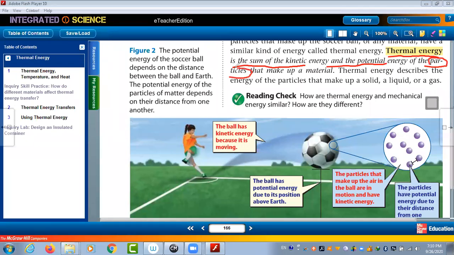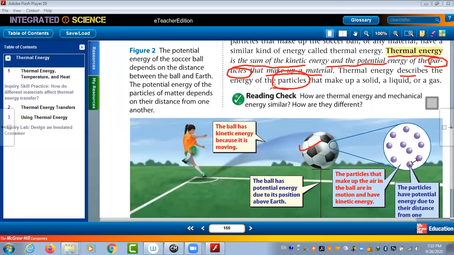Of the particles. Okay? This is the ball, it is the object. So it has mechanical energy. But when we talk about the particles inside the ball, like the air particles, so we are talking about thermal energy. So again, what is the meaning of thermal energy? It is the sum of the kinetic energy and the potential energy of the particles that make up a material. So thermal energy describes the energy of the particles.